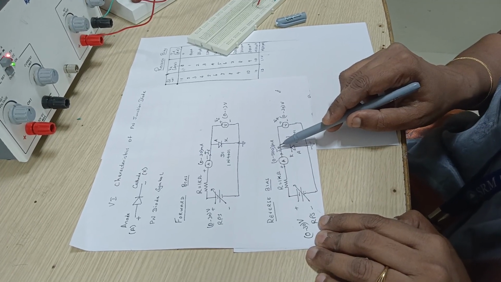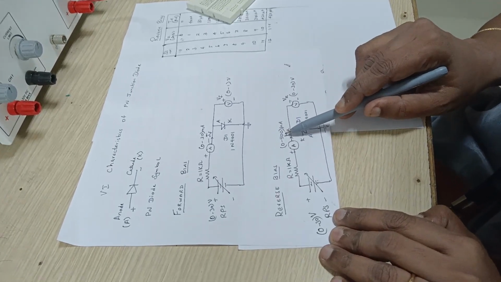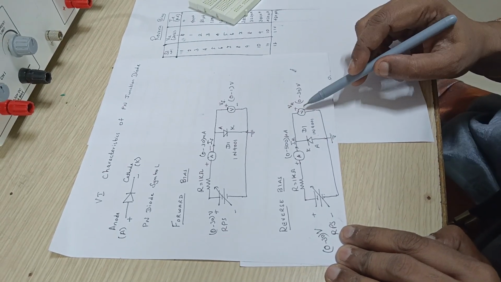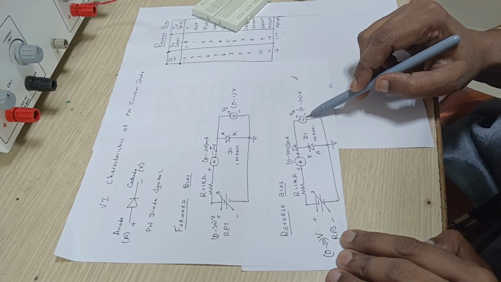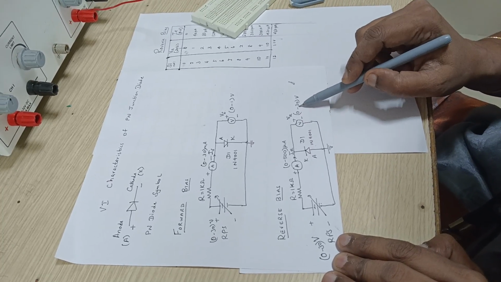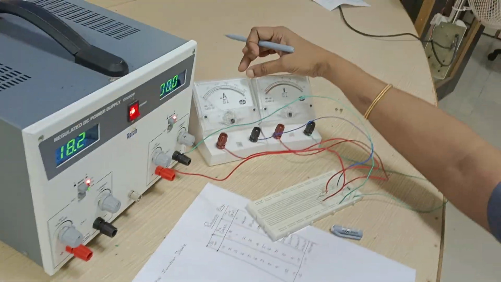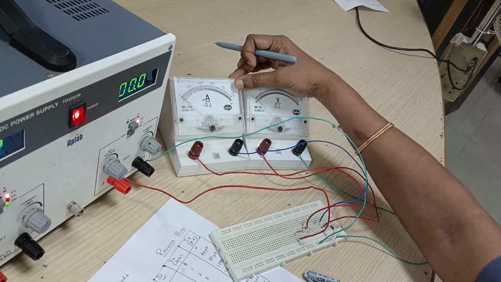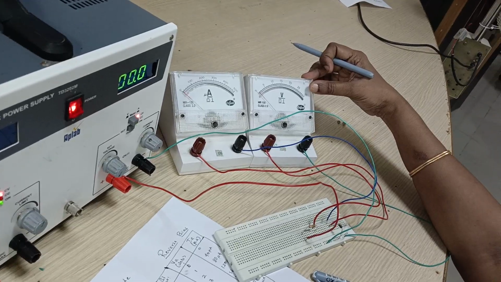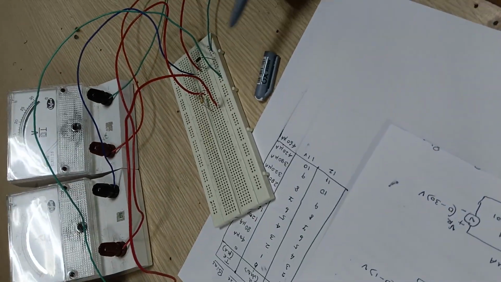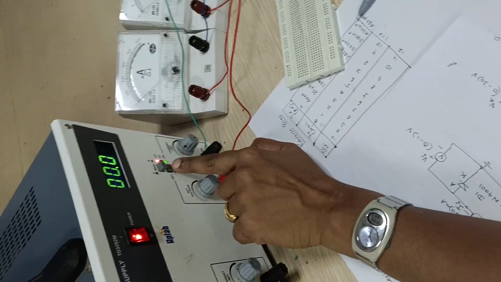The ammeter measures the reverse current, which is in microamps, a 0 to 500 microamps ammeter. And the voltmeter measures the reverse voltage VR, 0 to 30 volts. So we have the microammeter 0 to 500 microamps, the voltmeter 0 to 30 volts, the resistor and the diode. Now we will start the experiment.